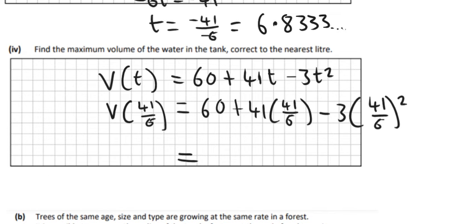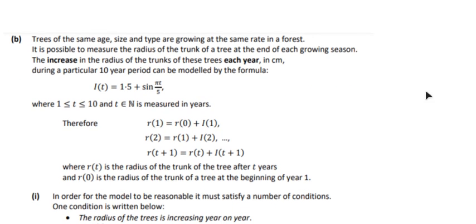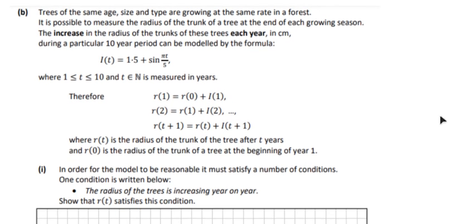It says they want it to the nearest litre, so you can just round off. So you'll get 200 litres. So 200 litres is the maximum that was in the tank then. So then we're on to part B.